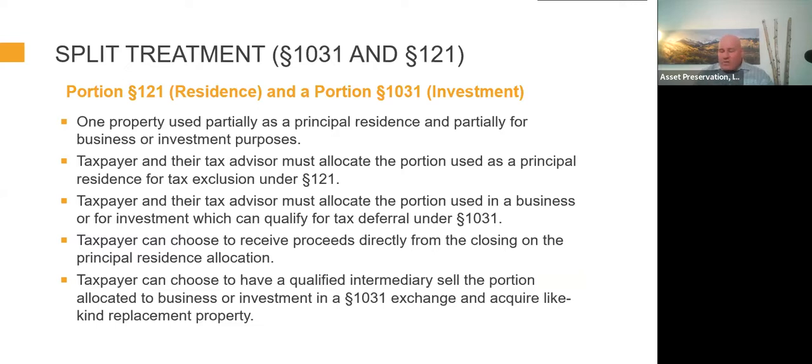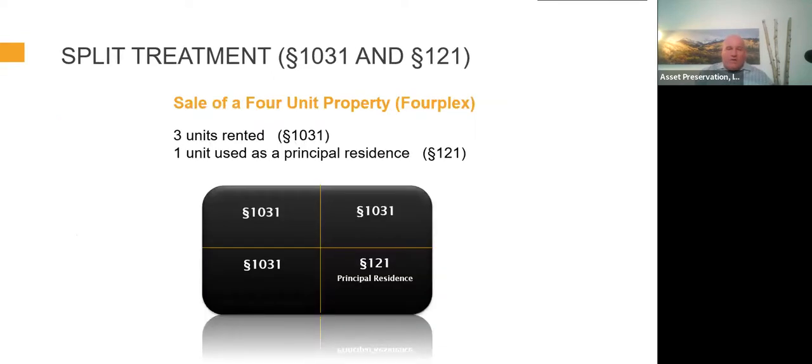Really important that you bring your client's tax advisor in to have them come up with the allocation. How much do they live in? How much is rented? If it's a duplex, it might be 50-50, but have a tax advisor involved. Only the portion that's actually rented will qualify for the exchange.